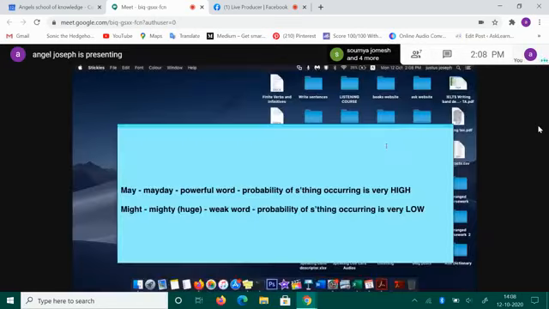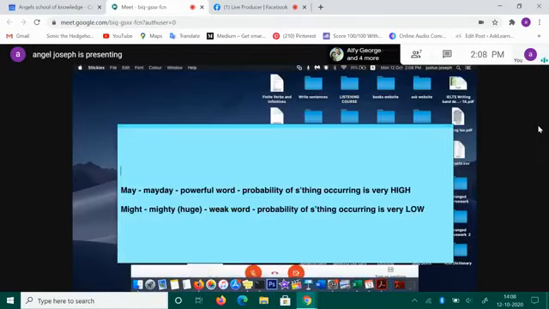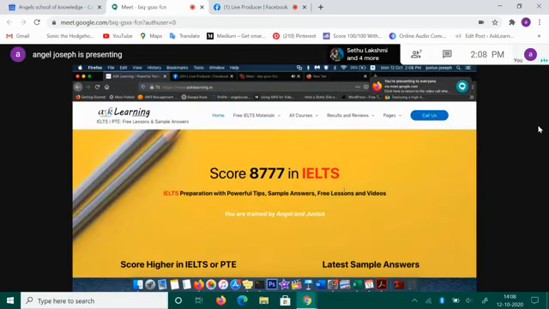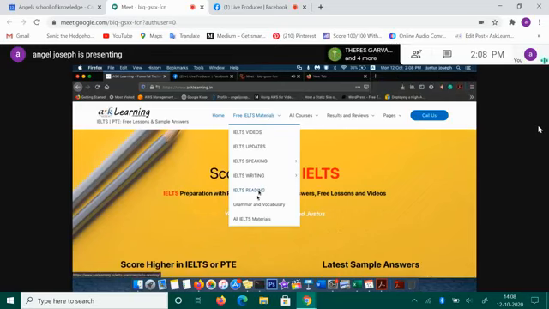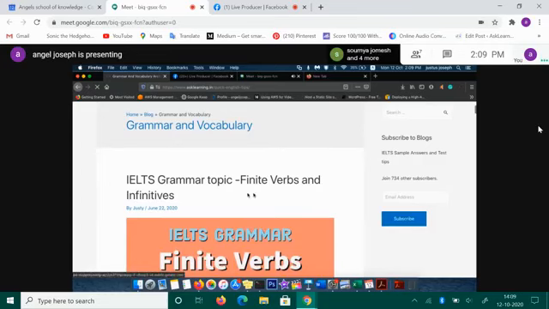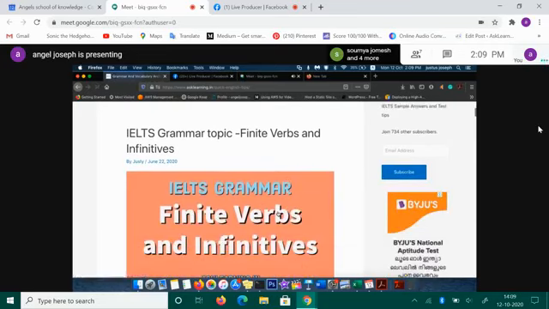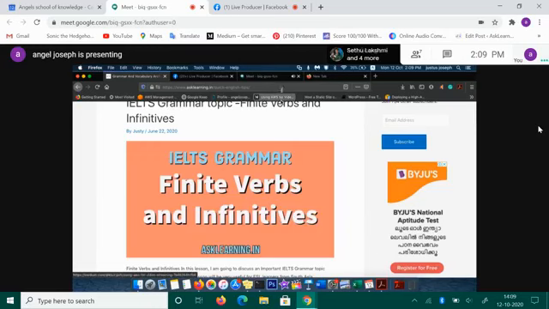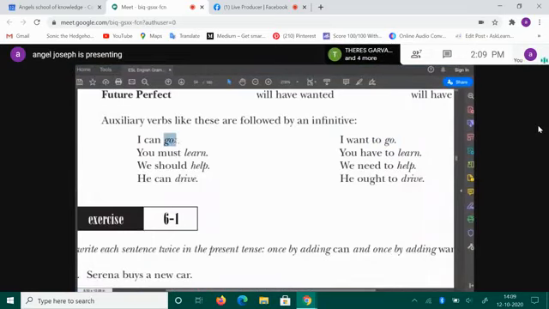If you'd like to know more about infinitives, what I would suggest is that you go to our website, asklearning.in, and go to the section called grammar and vocabulary. The very first blog that you would see is about infinite verbs and infinitives. If you go there, you would understand the difference between go and to go, and what we mean by infinitive.